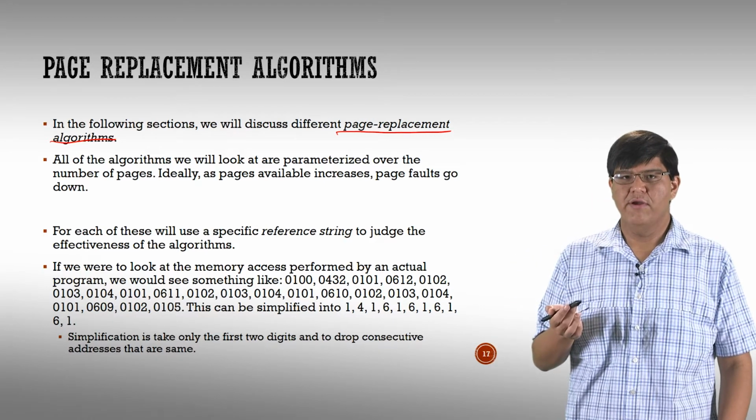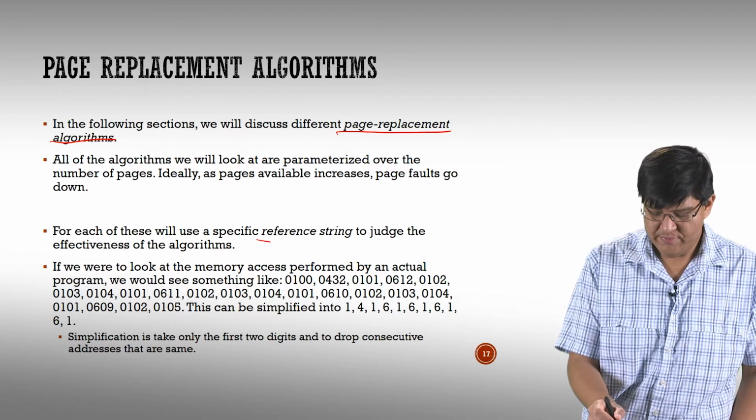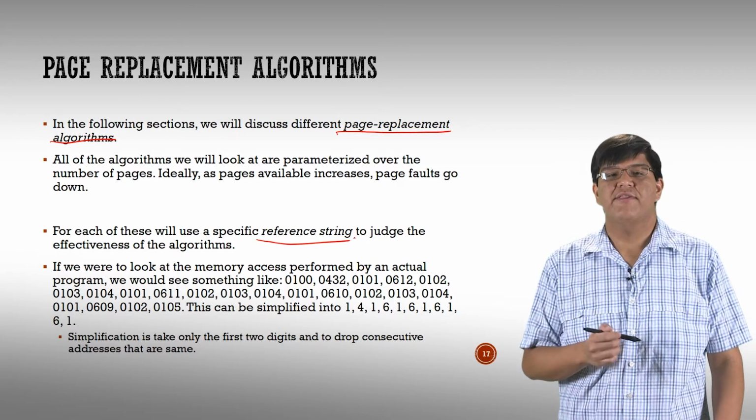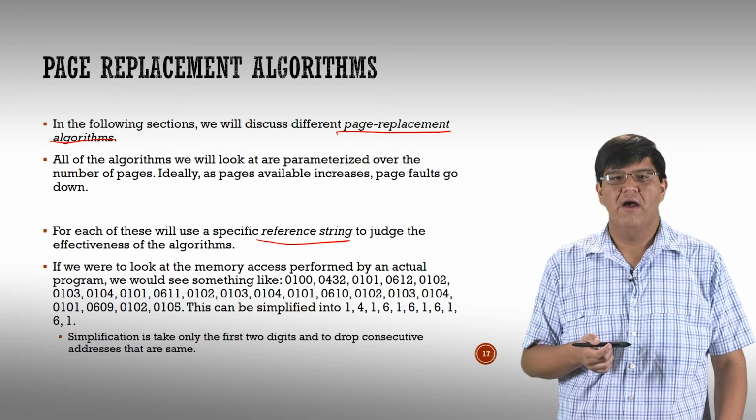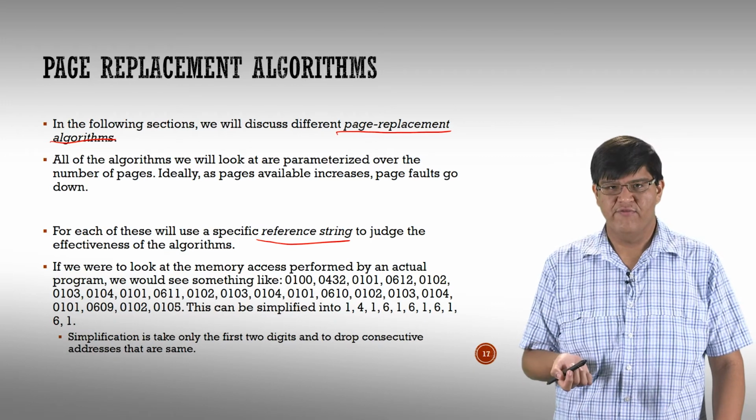Now, for each of these algorithms, what we're going to use to judge their effectiveness is this idea of a reference string. A reference string is going to be some sort of set of sample reads that happens, right? So it's like I need to access this page, this page, this page, this page. How does the algorithm fare? We'll call that a reference string.